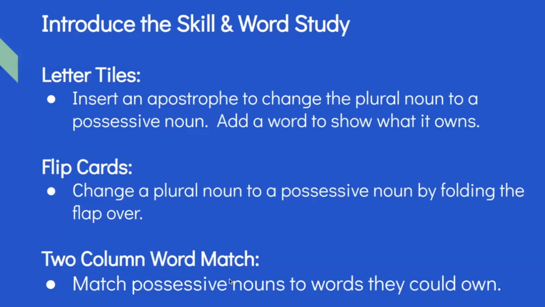There are some different ways that you can introduce this skill of possessive, and also some word study activities that you can do, and I will demonstrate those shortly. So you could use letter tiles, where you insert an apostrophe to change the plural noun to a possessive noun, and you add a word to show what it owns. You can also use flip cards, where you change a plural noun to a possessive noun by folding the flap over. And you can also do a two-column word match where you match a possessive noun to the words that they could own. And I will show you how you can do that.